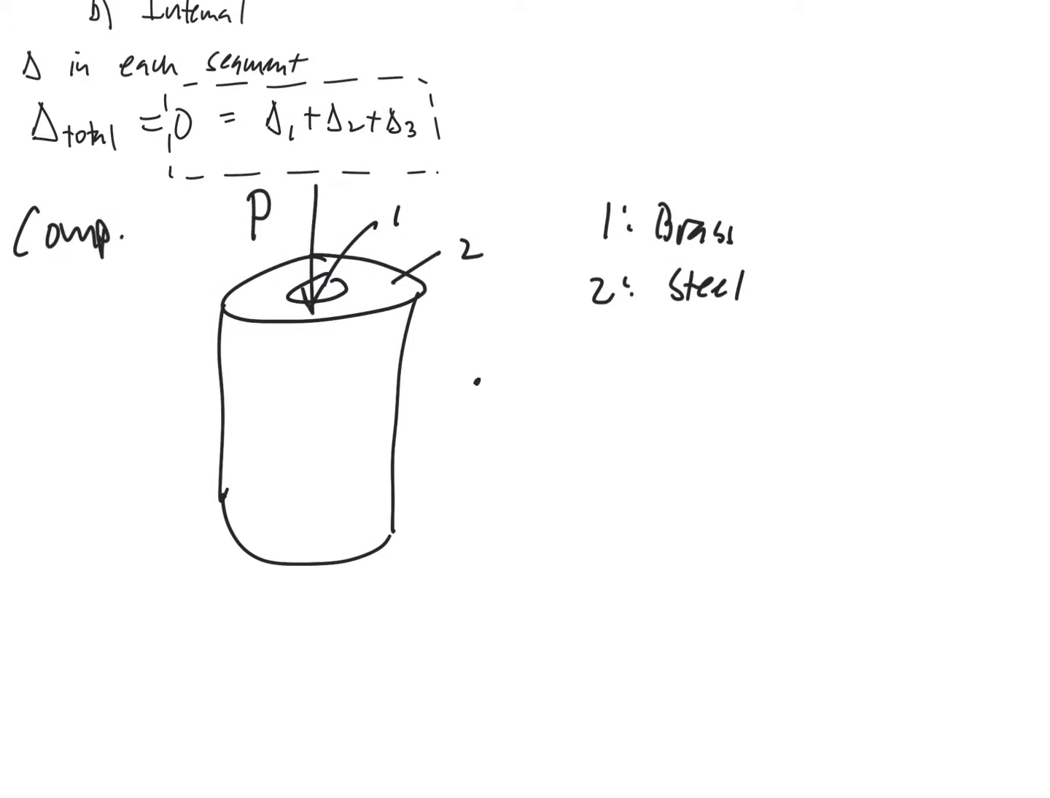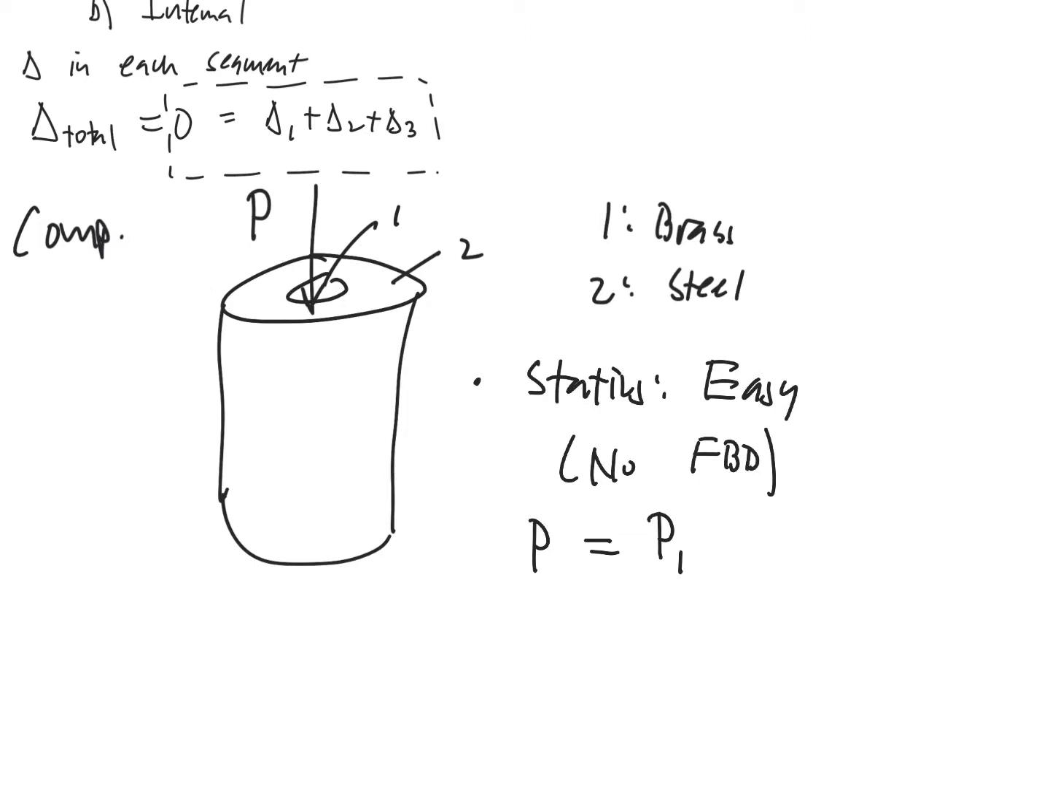So let's bullet the key items as they relate to our 3 major tools of structural mechanics or solid mechanics. First is that the statics is easy. You don't have to draw a free body diagram in this case, so we'll say no free body diagram. Now I suppose you could, but it would probably not be the best use of your time, because it's basically saying that the applied load is balanced by the force in the first material plus the force in the second material.